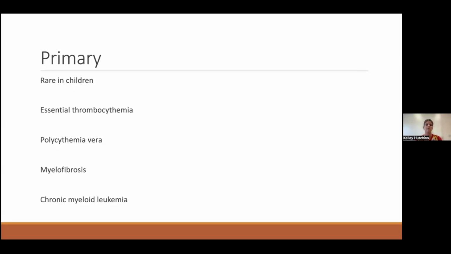Polycythemia vera, also very uncommon in kids. It does exist, but I think there's like one every few years that we see in the clinic. Myelofibrosis, again, this is much more likely in adults. And one thing that I would say that we do see with thrombocytosis is CML. So we do have patients who have presented with CML who also have thrombocytosis.